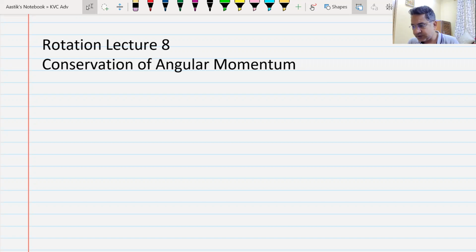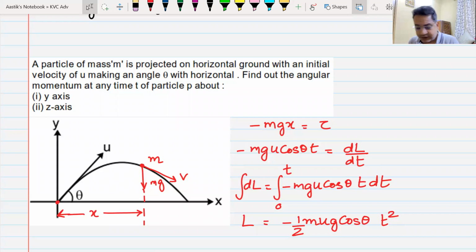This is rotation lecture number 8, and we are supposed to discuss angular momentum. I think we had discussed angular momentum of a particle about a point, and we had done some really good questions on it. Remember this question that we did, where we found the angular momentum of a projectile at any time, and we found the most general way of doing it. Do we remember this? This is the formula that we got. Remember this. I'm expecting questions from this.